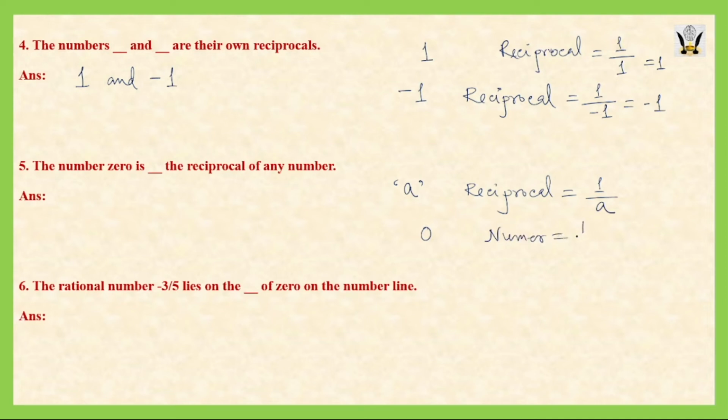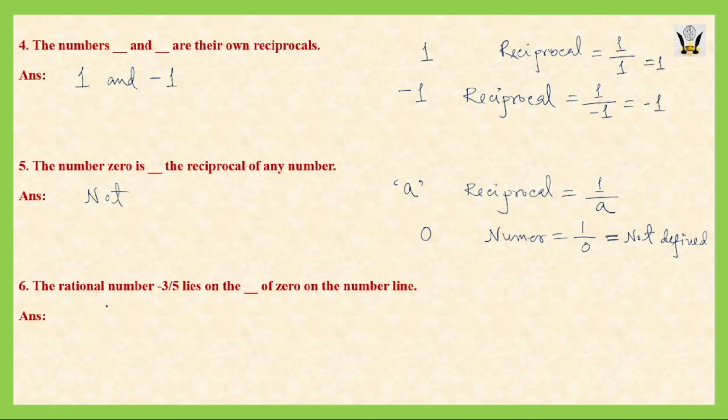1 divided by 0, that means the reciprocal of the reciprocal. As we have already seen in one of our earlier questions, when we divide anything by 0 that is not defined, so we cannot divide anything by 0. That means 0 cannot be the reciprocal of any number in the number system. So we can write the answer: the number 0 is not the reciprocal of any number. So here the proper answer will be not.